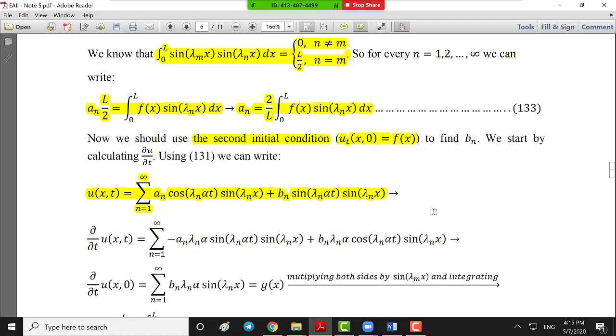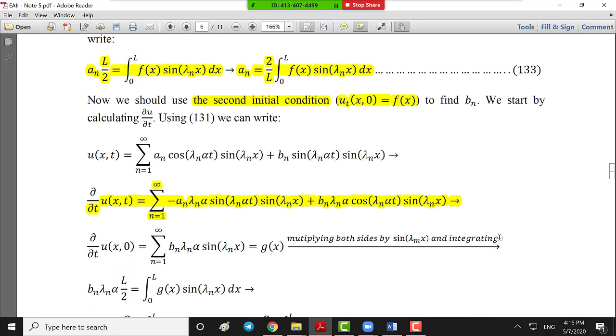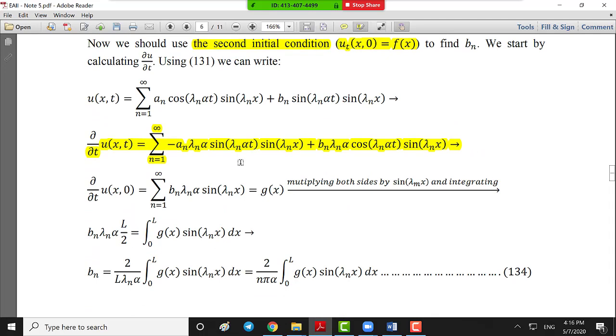Now that u_t of x and t is equal to this, we can use the second initial condition, which was the initial velocity. Now, we put in 0 into this, and we're going to get the partial derivative with respect to t of u at x and 0 is equal to sigma n from 1 to infinity b_n lambda n alpha sine of lambda n x. And the result has to be equal to g of x, right?